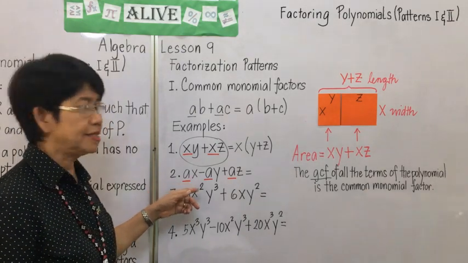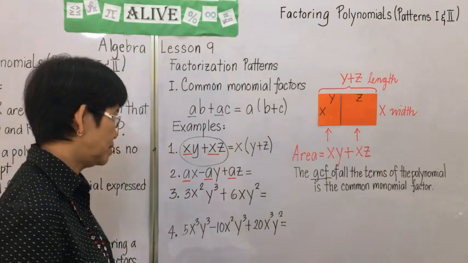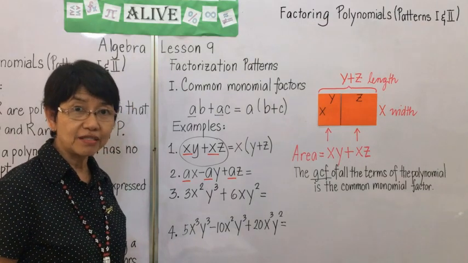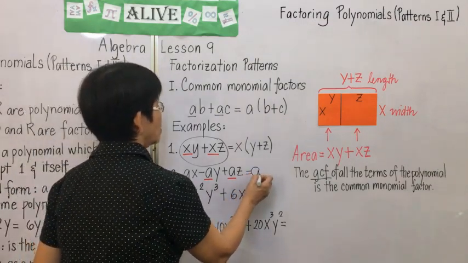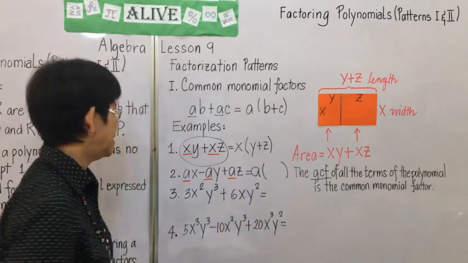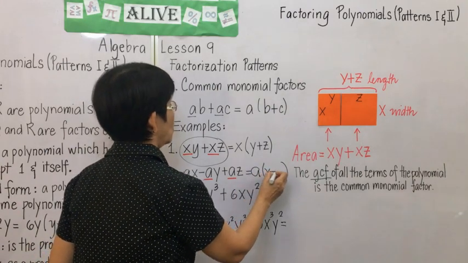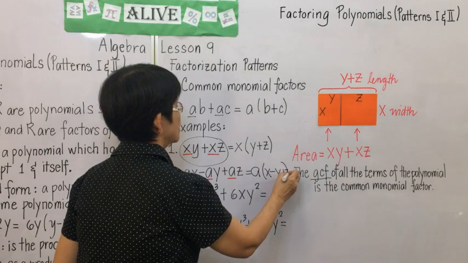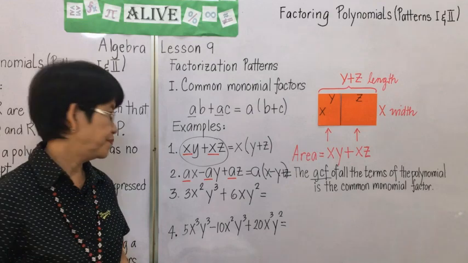Okay, number 2. ax minus ay plus az. Again, it's very plain to see which is the common monomial factor because it's very obvious. So you simply get a out of the picture, and then what is left is x minus y plus z, and that is the second factor.